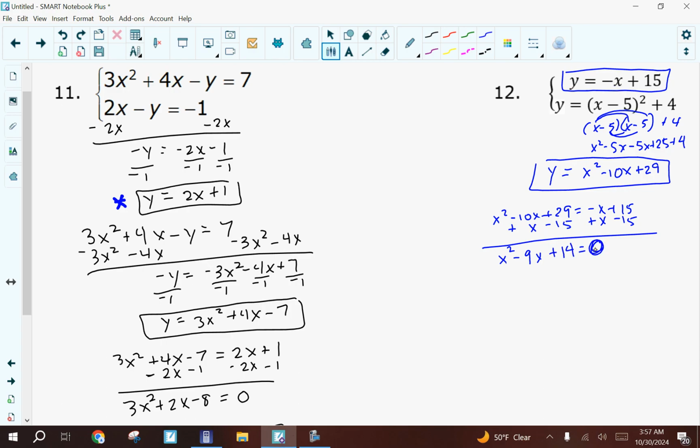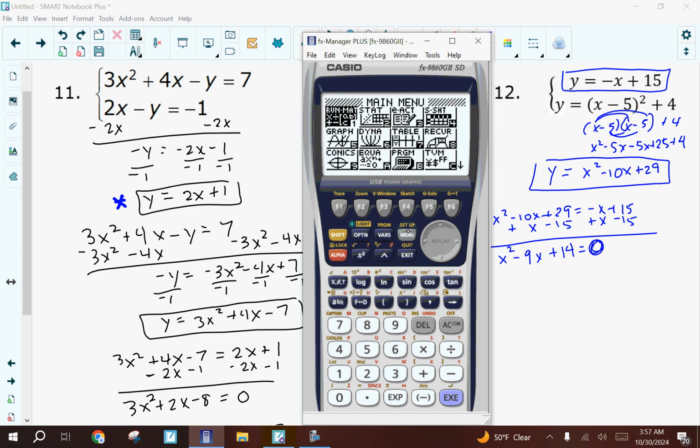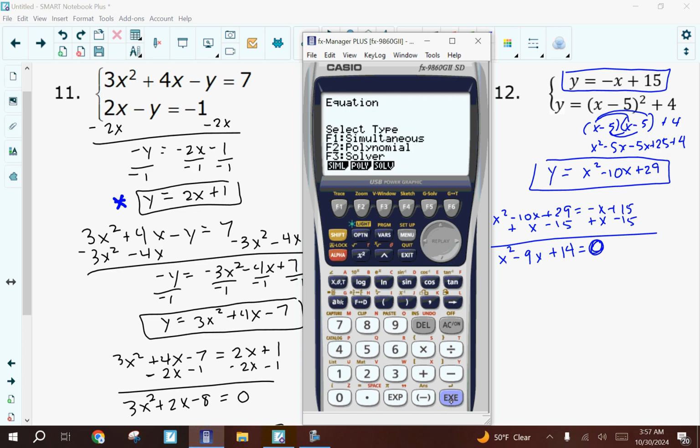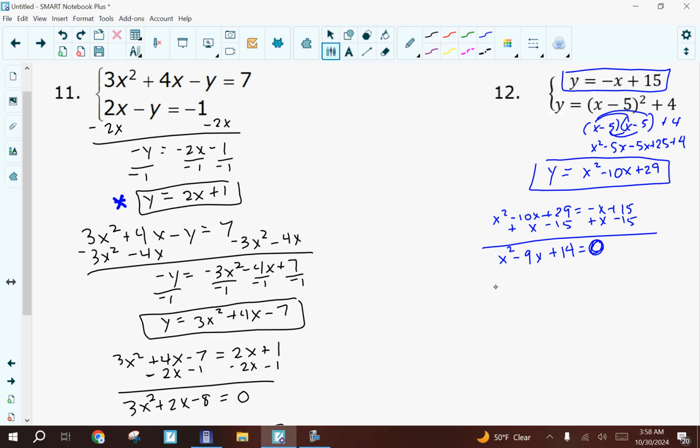Now once we get that 0, that's when we go into our solver. Anything with exponents can go into our polynomial solver. So I got 1, negative 9, and 14. So I get x equals 7 and x equals 2.